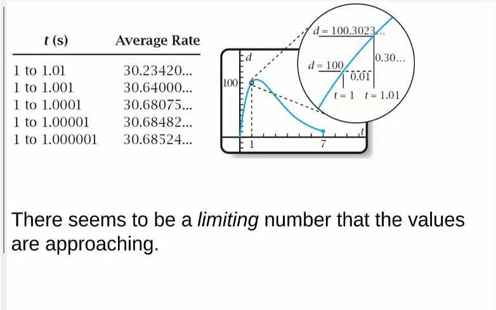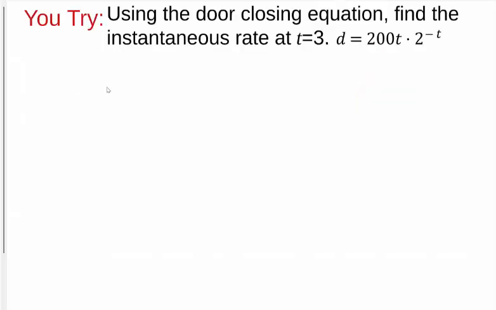So using the same idea, why don't you try on your own to find the instantaneous rate at t equals 3 using this equation? Do the same idea we did. Look for the change in a small interval and see if we can find something close to a limiting value ourselves. So pause the video, see what you can do. I suggest using a calculator.